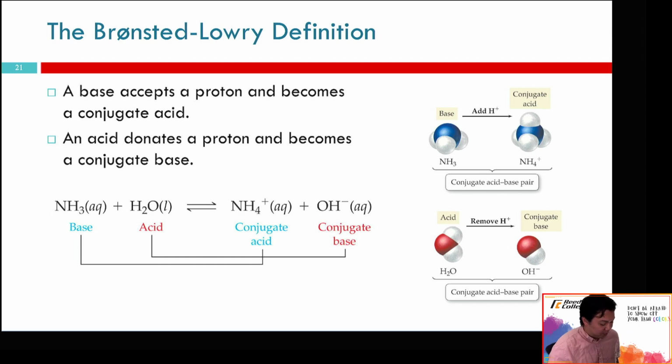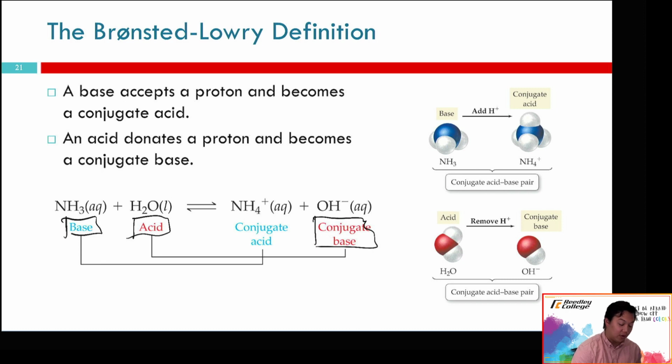So the base accepts a proton and becomes the conjugate acid, and an acid donates a proton and becomes the conjugate base. The important thing to note here, especially in terms of test questions, is that the acid is going to be one of the reactants, the conjugate base is going to be one of the products. The base is going to be one of the reactants, the conjugate acid is going to be one of the products.